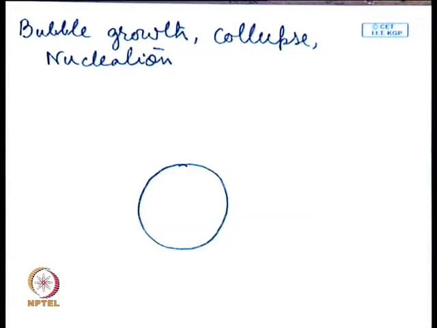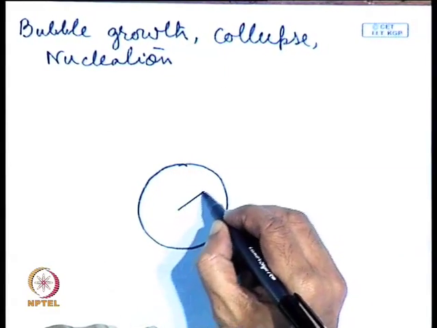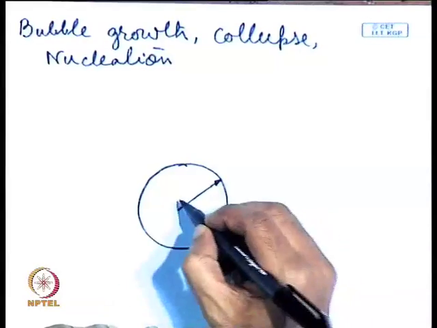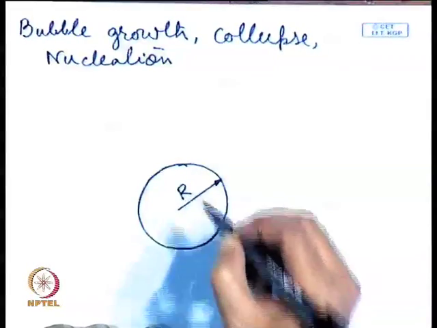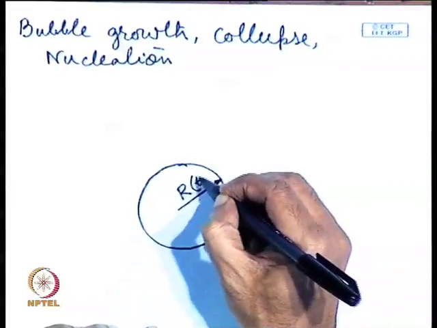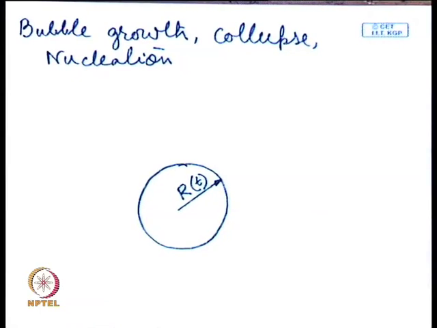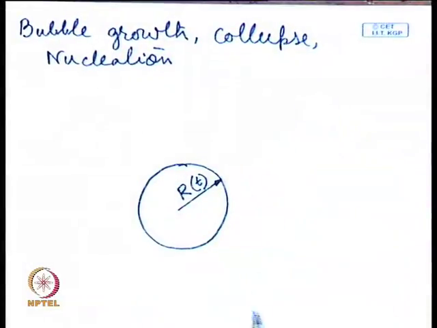This is a spherical bubble. At any instant of time, its radius is given by r(t), where t is the time and r is the radius of the bubble. In other words, r is the location of the interface. So, this bubble is there in a bulk of liquid.